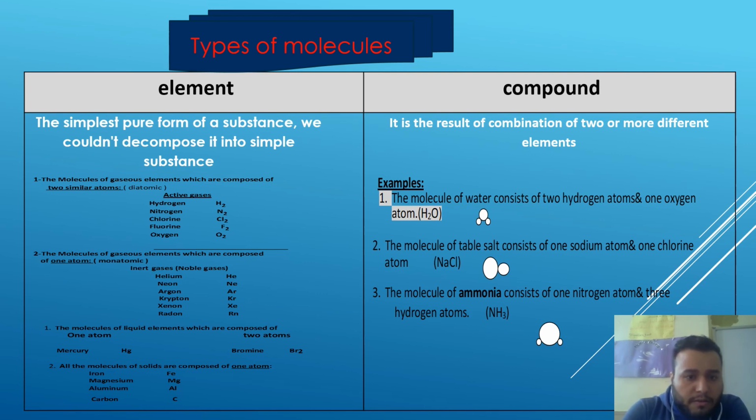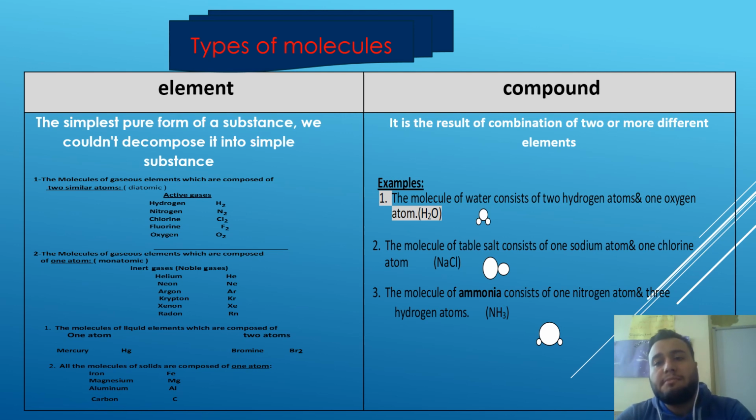Then the molecules of liquid elements which are composed of one atom, like mercury, while the liquid that consists of two atoms is bromine, Br2. And mister, you didn't tell me about solids. Solids consist of one atom, like iron Fe, magnesium Mg, aluminum Al, carbon C. All of them consist of one atom.